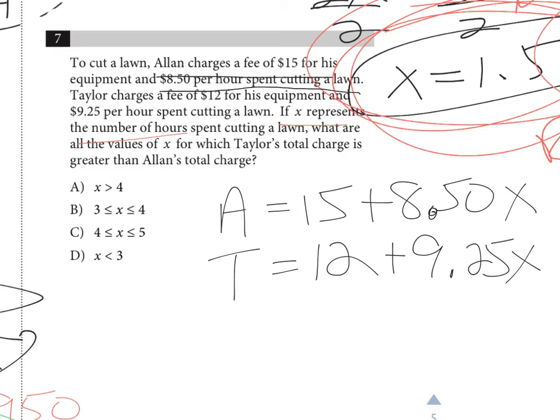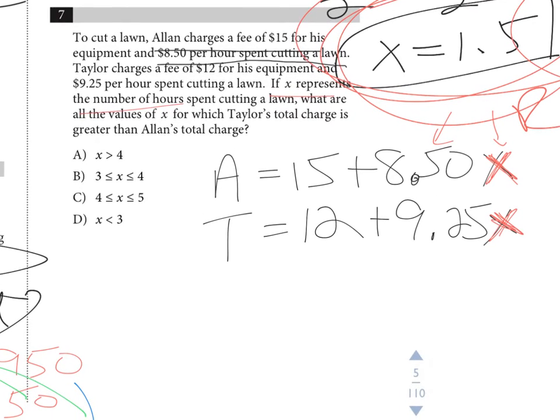X represents the number of hours. I kind of went into it with X being equal to the number of hours because it just made sense to say, okay, for Alan, if it's $8.50 an hour and he works, let's say 3 hours, you would do $8.50 times 3. Well, he's not working 3 hours, he's working X hours, so you do $8.50 times X.